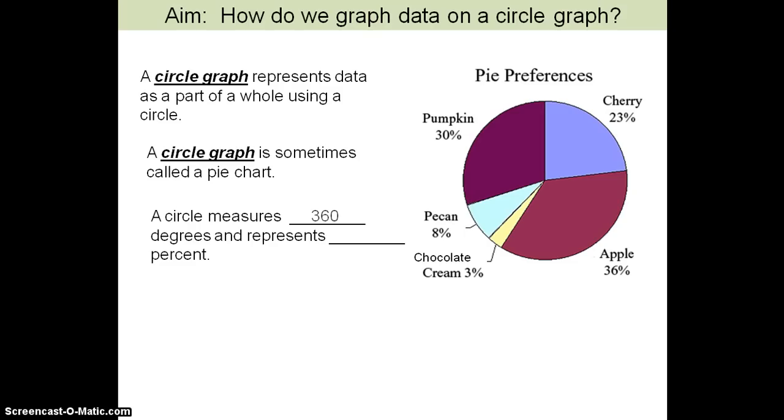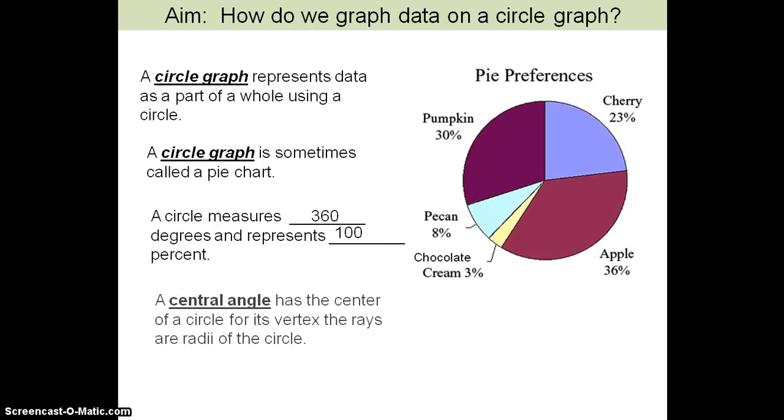If you remember, a circle measures 360 degrees and it represents 100% of our data. The new thing that we need to talk about is a central angle. And a central angle has the center of the circle as a vertex and then two radii as the rays.